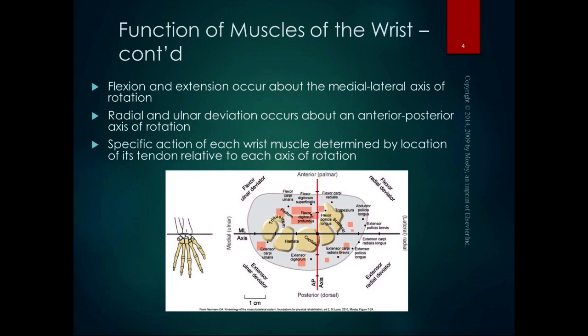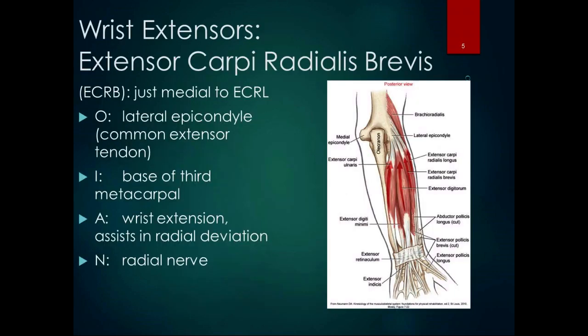If it's lateral to the anterior posterior axis, it's going to be a radial deviator, whether it's a flexor or extensor. If it's medial to the anterior posterior axis, it's going to do ulnar deviation. So keep that in mind as we're talking about the muscles. So we're going to start with the wrist extensors.